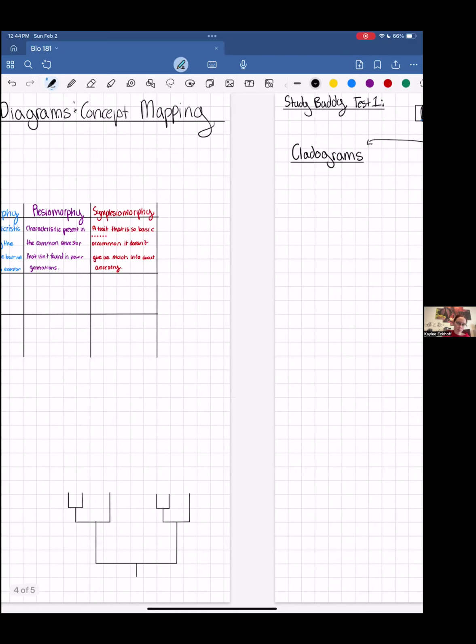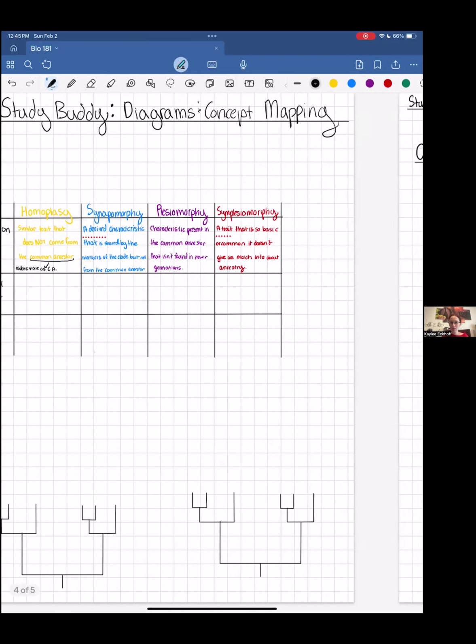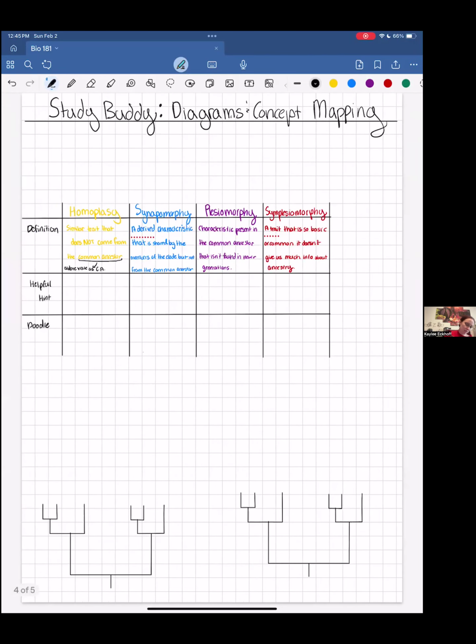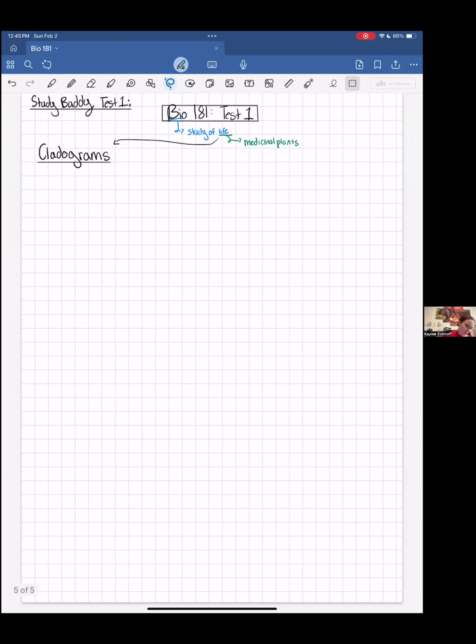As you see, I have this graph already started, just because it would take me forever to write it. The first thing I think we really need to talk about with cladograms is homoplasy, synapomorphy, plesiomorphy, and symplesiomorphy. In our case, you're going to write this down. I'm going to copy paste because I've already made four of these, so I feel like I have it in my head.